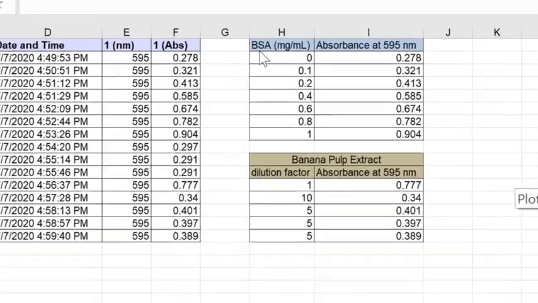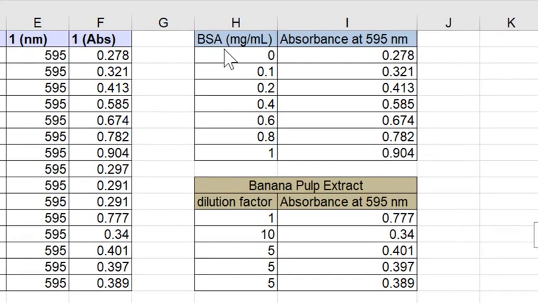Bovine serum albumin, abbreviated BSA, was used as the standard. The concentrations ranged from 0 to 1 milligram per milliliter, and the corresponding absorbance values recorded at 595 nanometer are listed. Banana pulp extract was prepared in different dilutions: used as is, 10-fold diluted and 5-fold diluted. These 5-fold dilutions were prepared independently of one another.